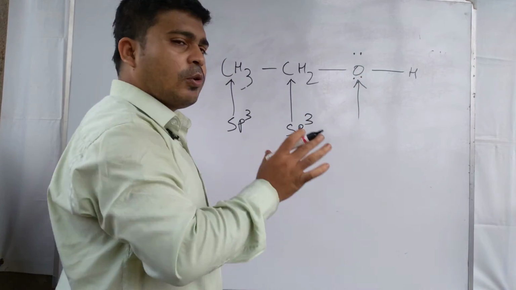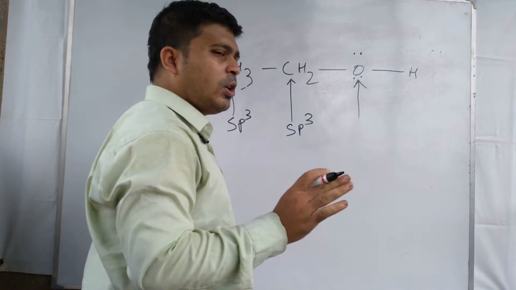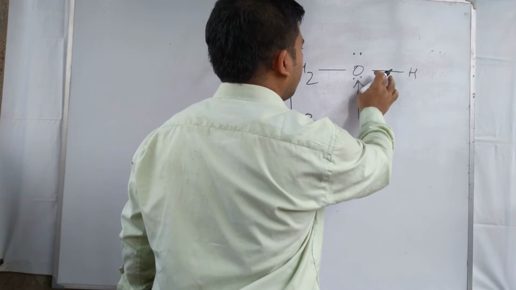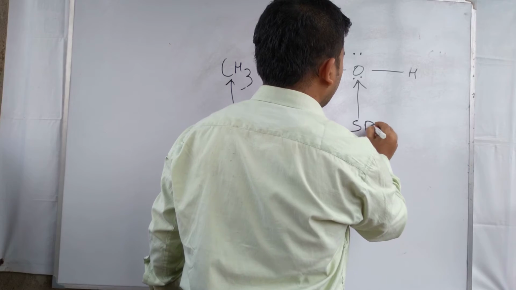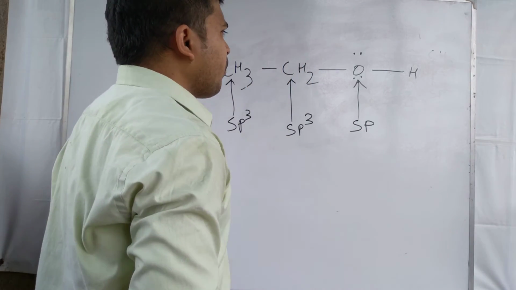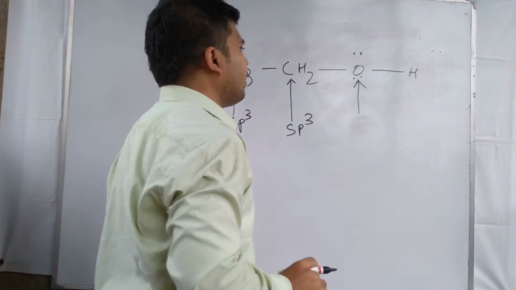and two bond pairs. Lone pair does not determine the hybridization. Hybridization is determined only by the number of bond pairs. Here the number of bond pairs is 2, so 2 bond pairs means sp hybridization. Sorry, I am making a mistake here.